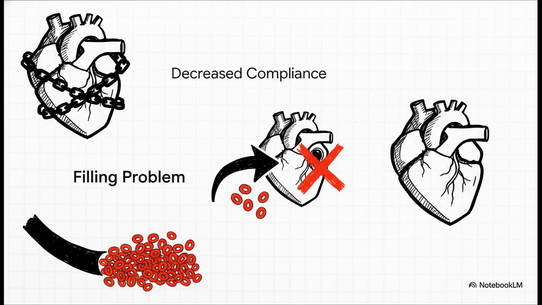So just like the overgrown heart, this is another filling problem, diastolic dysfunction. The muscle's compliance, its ability to stretch, is practically gone. And since the heart can't fill up with blood properly, that blood has to go somewhere, so it backs up into the lungs and the rest of the body. That's why this condition often shows up looking like classic congestive heart failure.